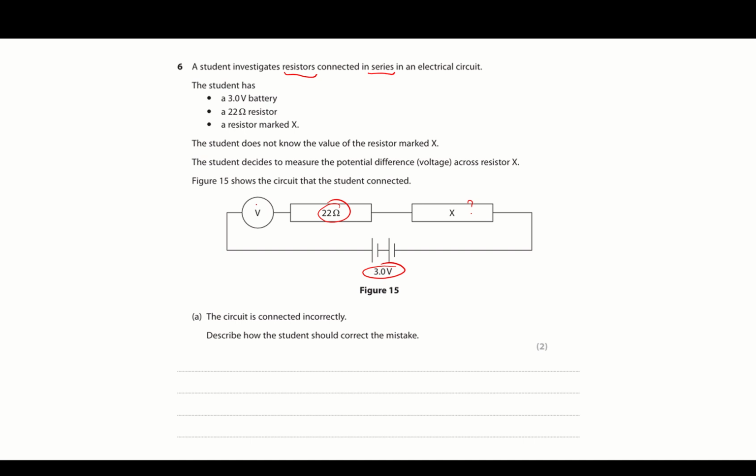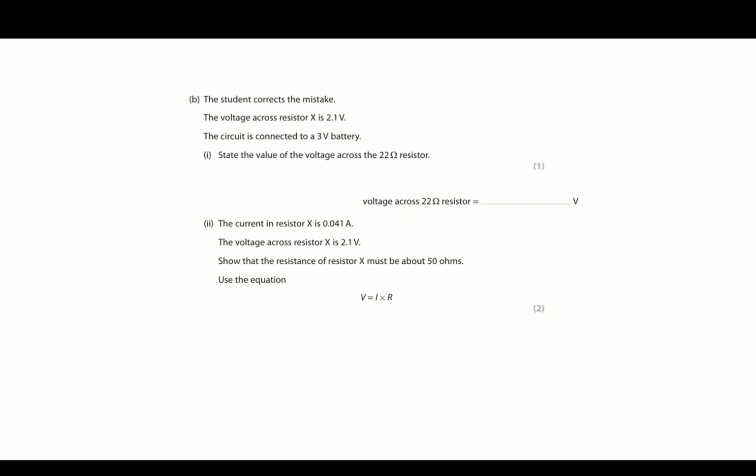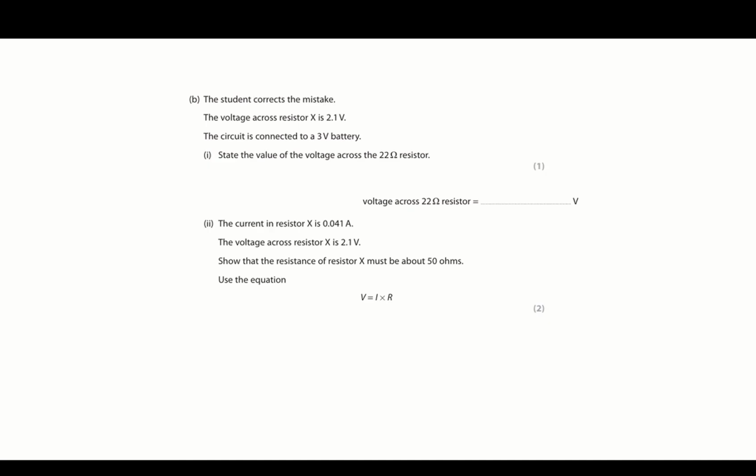So we just have to say, well, we don't want it there. We want it around here. And there we go. Put that into words. A voltmeter should be connected in parallel or around the component to be measured. So move it to there. There we go. Next one.